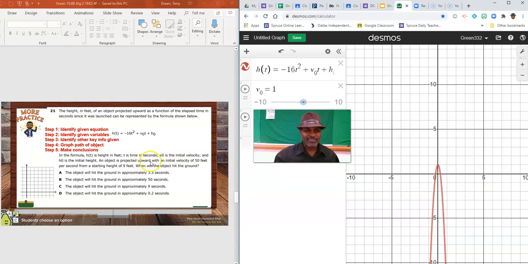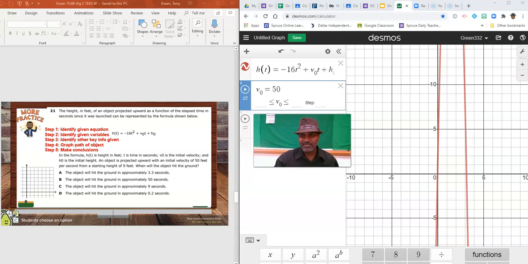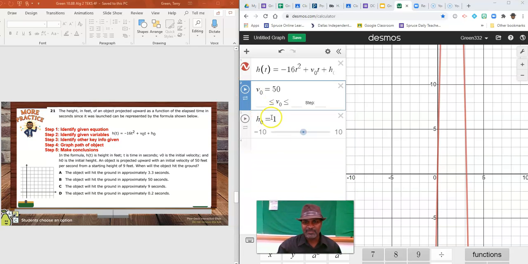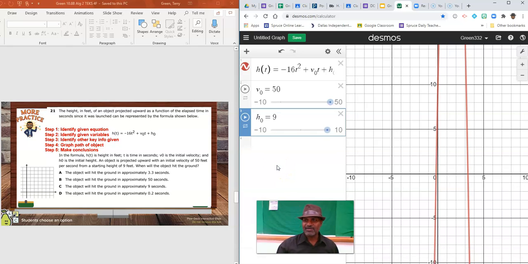So an object is projected upward with an initial velocity of 50 feet. Remember, V0 is the initial velocity, so I'm going to make that 50. And then it says from a starting height of 9 feet. So the initial height is 9. So I'm going to make, and if I can just move me out the way, I can make this 9. All right, so now I got my graph.